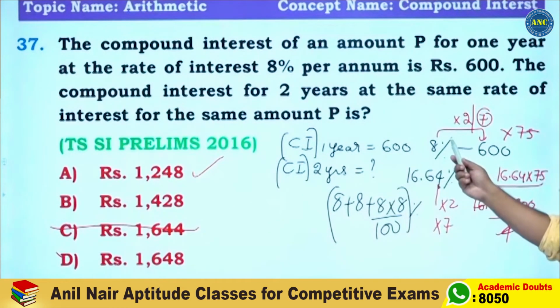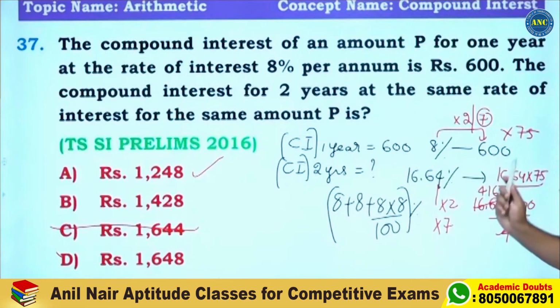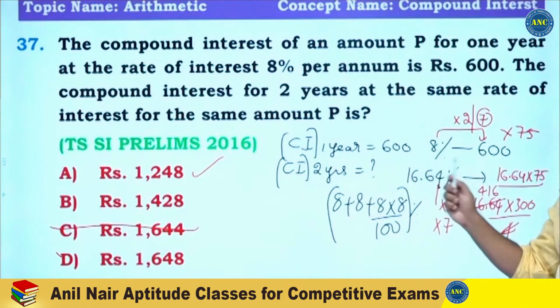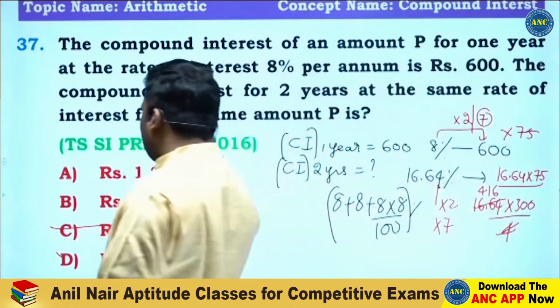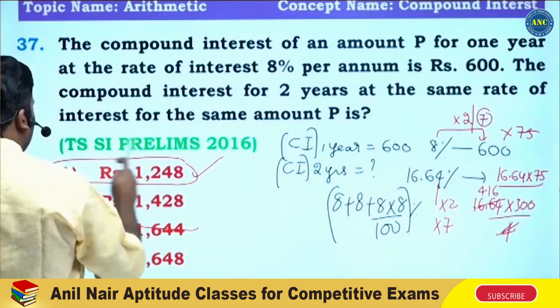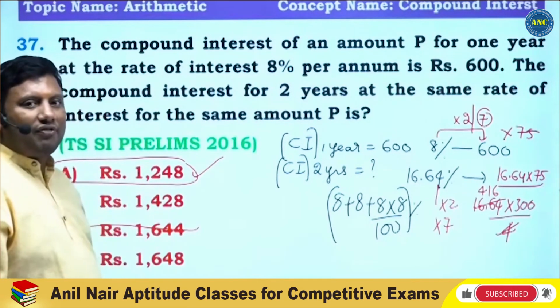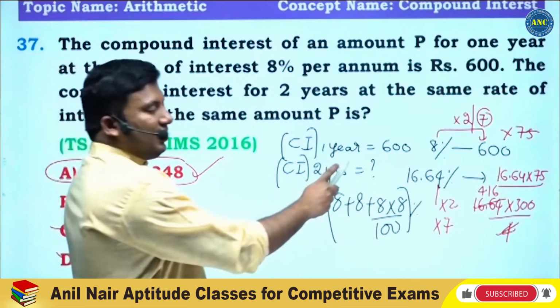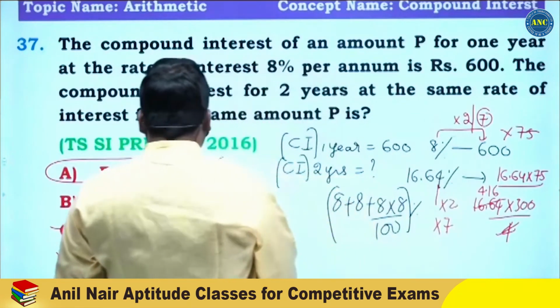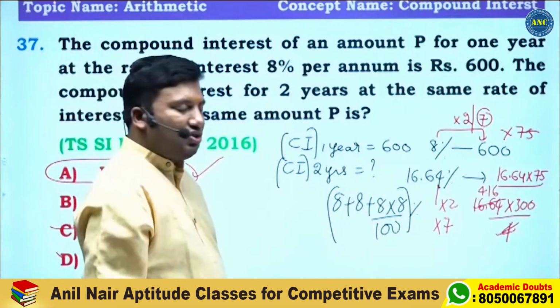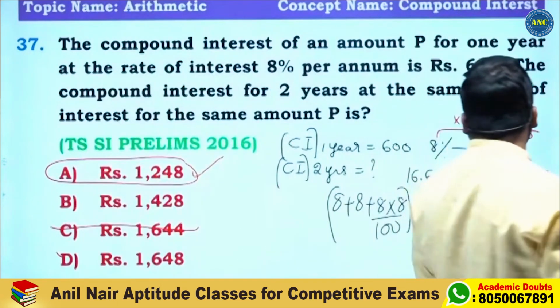Again, see here. 8% is giving 600. 16.64. Logically think. These also you don't need to do. 8 2s are 16. 600 2s are 1200. Answer is just greater than 1200. Answer will be 1248. 8% it is 600. 16% will be 1200. Just greater than 1200. Idea clear?